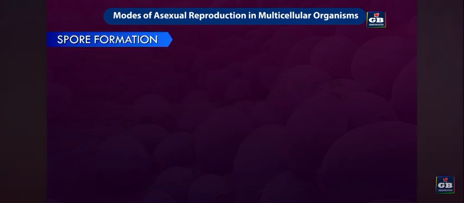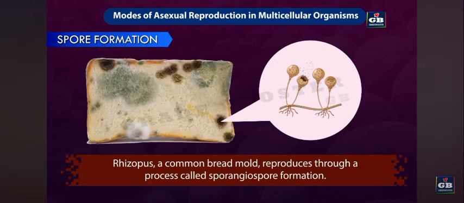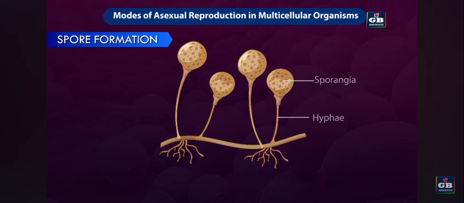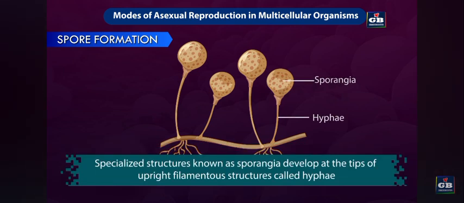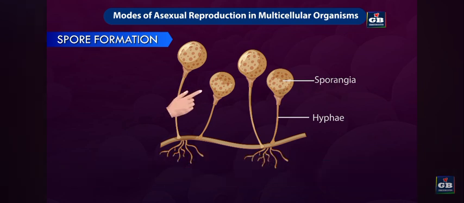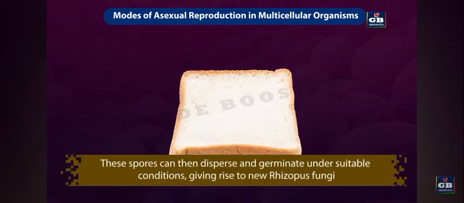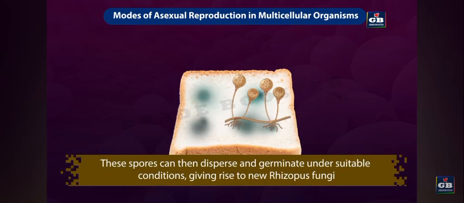Next, spore formation. Rhizopus, a common bread mold, reproduces through a process called sporangiospore formation. Specialized structures known as sporangia develop at the tips of the upright filamentous structures called hyphae. Inside these sporangia, numerous asexual spores called sporangiospores are produced. As the sporangium matures, it eventually ruptures, releasing the spores into the surrounding environment. These spores can then disperse and germinate under suitable conditions, giving rise to new rhizopus fungi.